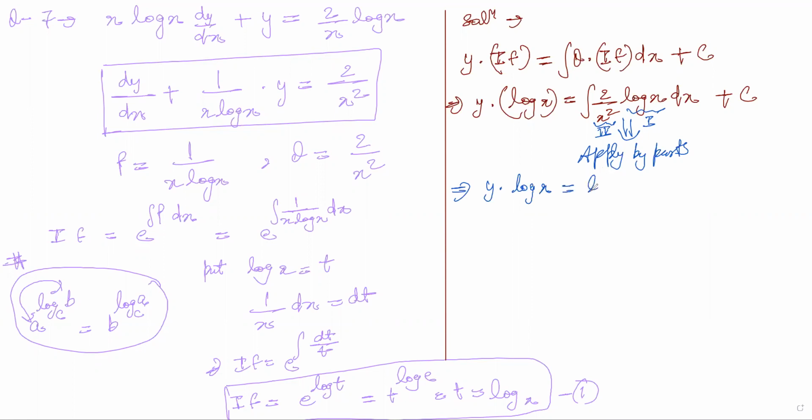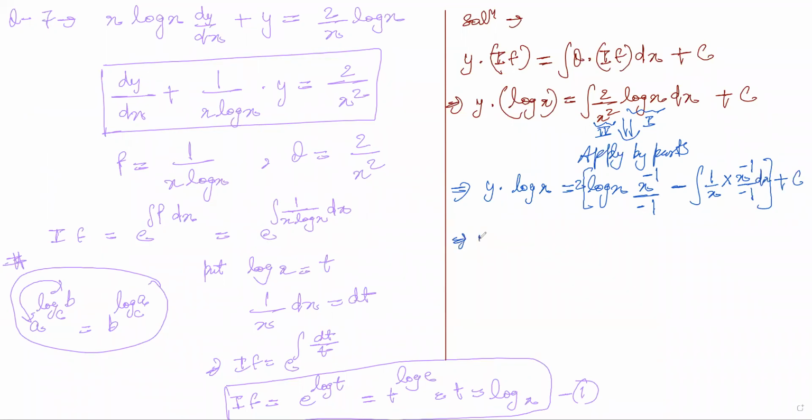So the first function is as it is. This is, just take 2 common. So 2 is outside. This is log x into x to the power minus 2. If you integrate x to the power minus 2, this will become x to the power minus 1 divided by minus 1, minus integration of differentiation of log x, which is 1 by x, into integration of x to the power minus 2, which is again x to the power minus 1 divided by minus 1, plus c into dx.